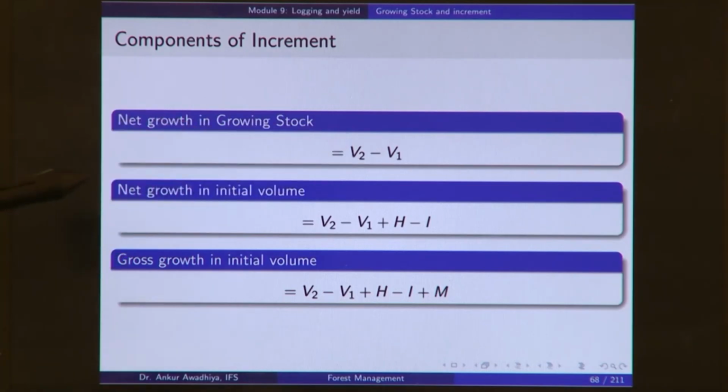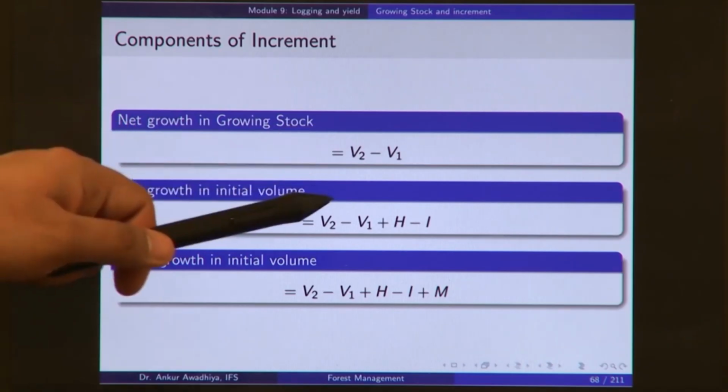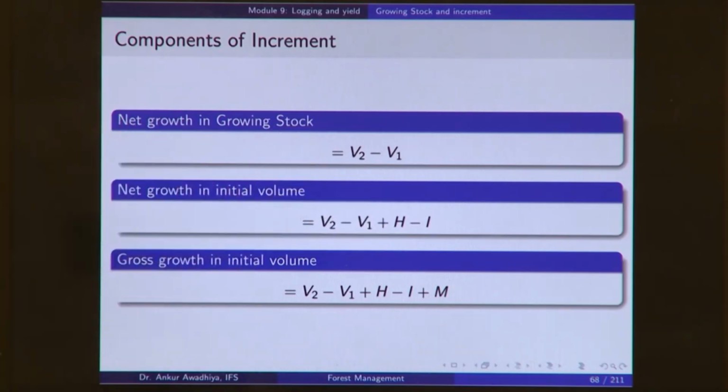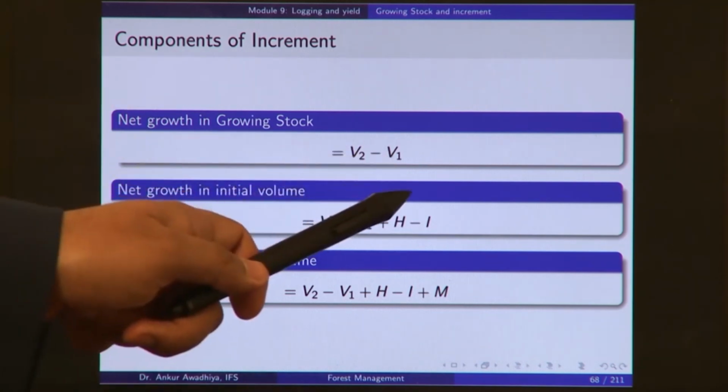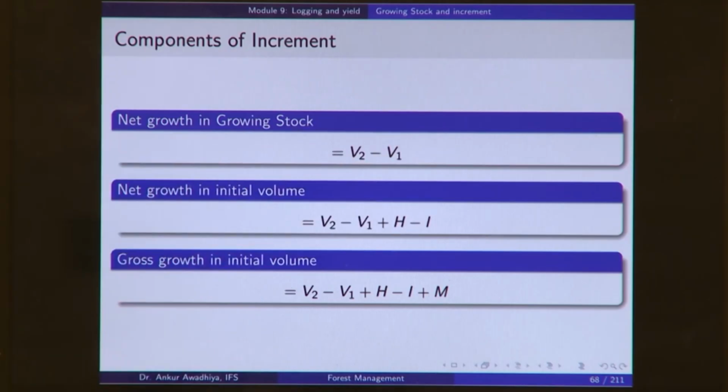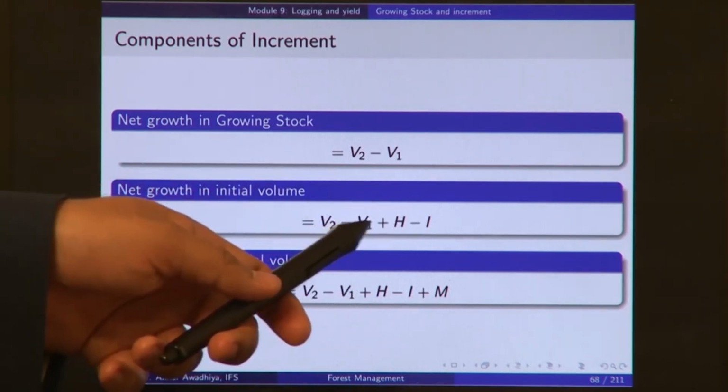If we want to compute the net growth in the initial volume, we will have to add H and subtract I, because we are talking about the initial volume. During initial volume, this I was not there. I is a component that we are getting from the ingrowth. Because ingrowth is a new addition to the growing stock, we were not counting it before. So, if we are only talking about the net growth in the initial volume, we will have to remove I, and we also add H.